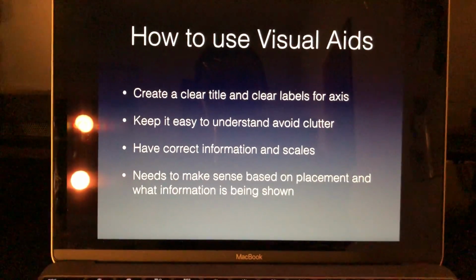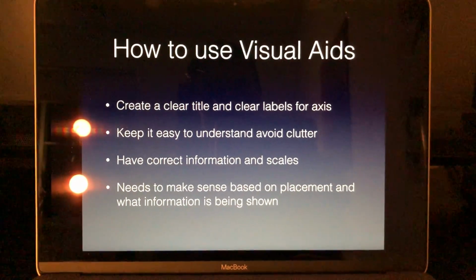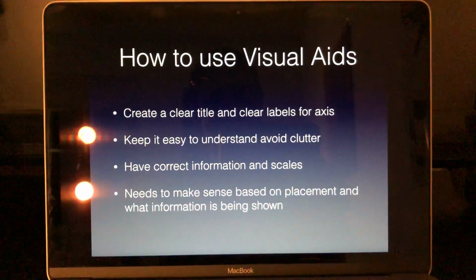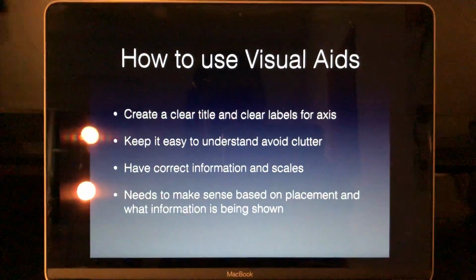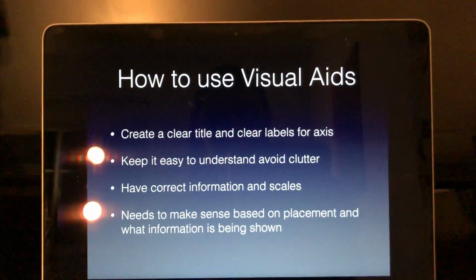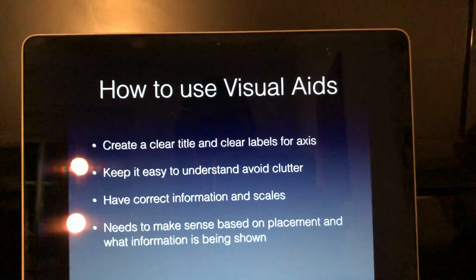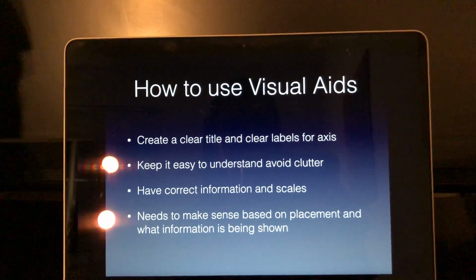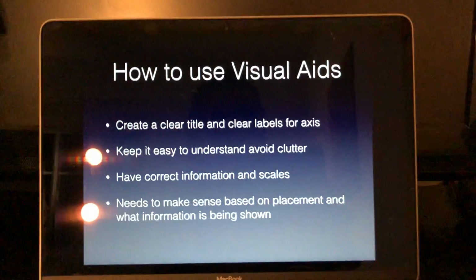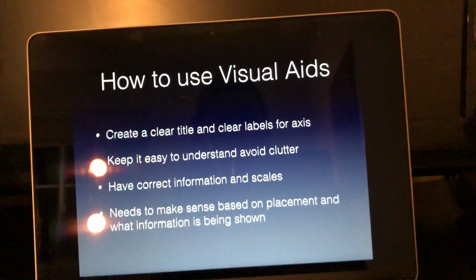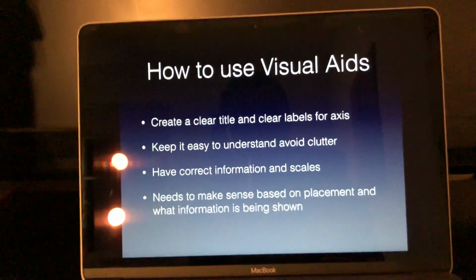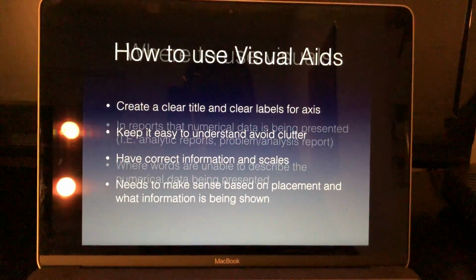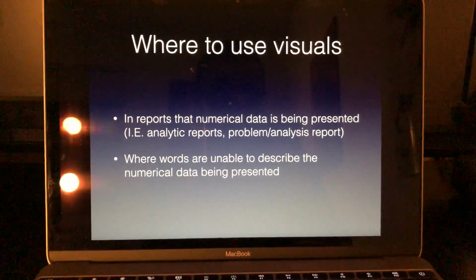Also, have correct information and scales. With scales, look at your biggest number and your smallest number. Don't put too many numbers on there, and don't undervalue what you want to show. At the same time, make sure it makes sense based on your placement. You don't want to put a visual graph in an area where you're not talking about that data. When you talk about the data, you want that visual graph to come up either beside it or right after it, so that where the reader sees it, they go, oh, there it is.